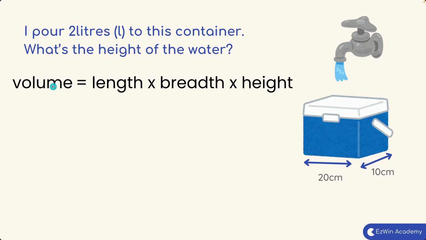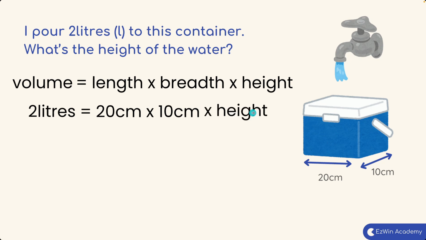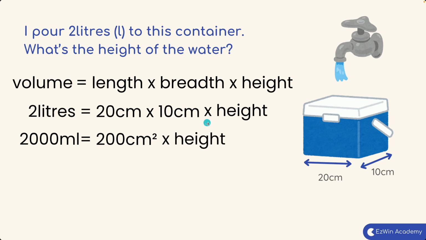So we know the volume. So we're going to put in the volume, which is 2 liters. Okay, so volume can also mean liters as well, because this is what we know inside this question. And we also know the length times breadth, which is 20 centimeters times 10 centimeters. But we don't know the height. So we can convert the 2 liters to 2000 milliliters. And then we are going to have the area that we have calculated, which is 200 centimeters square. But still, we are missing the height.